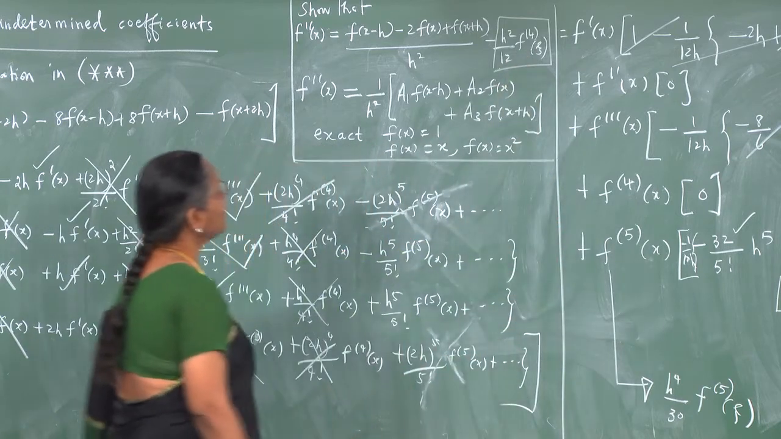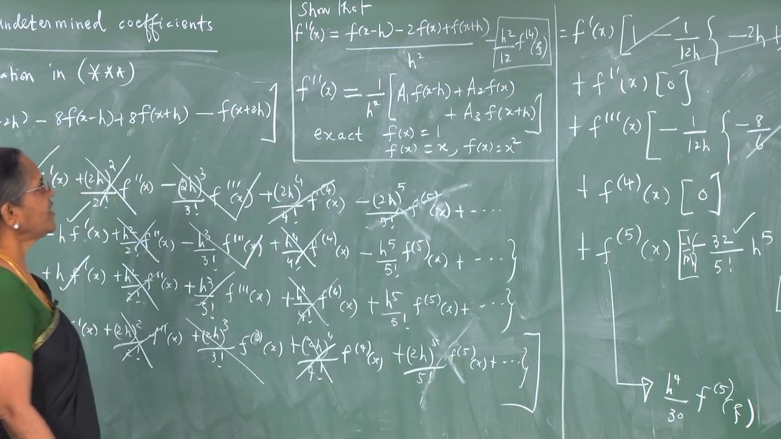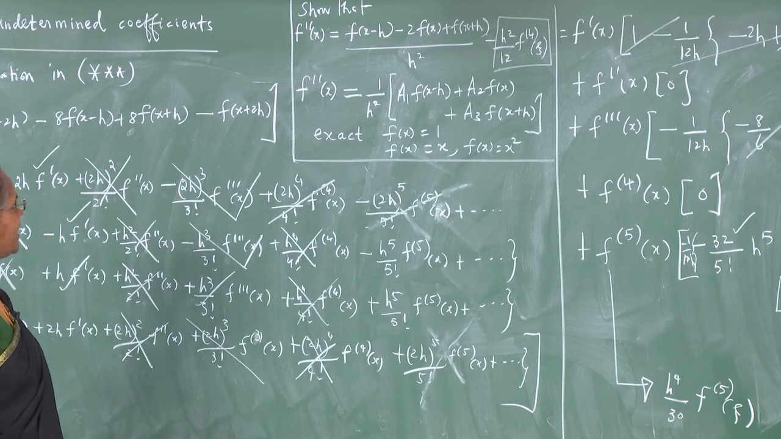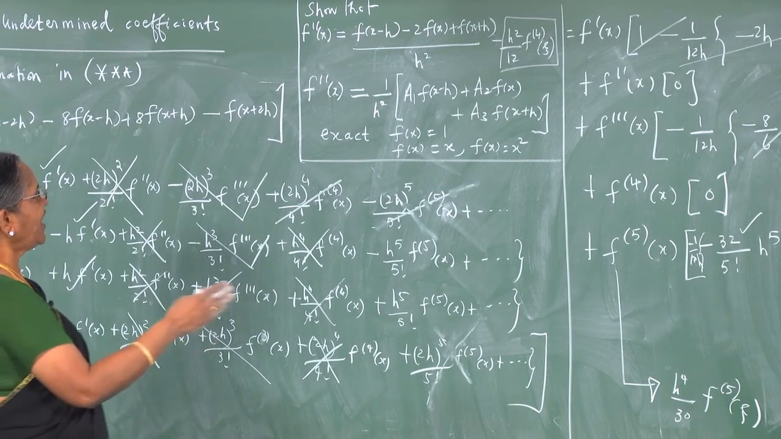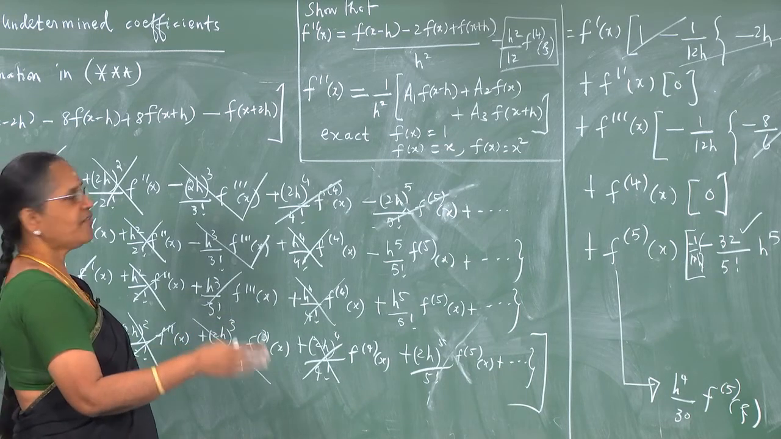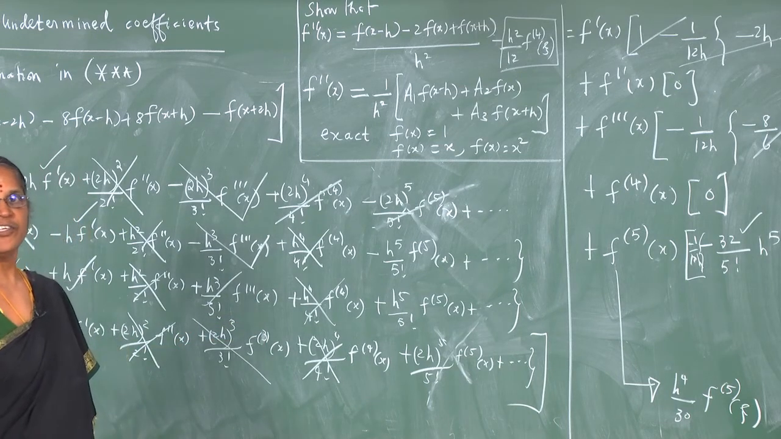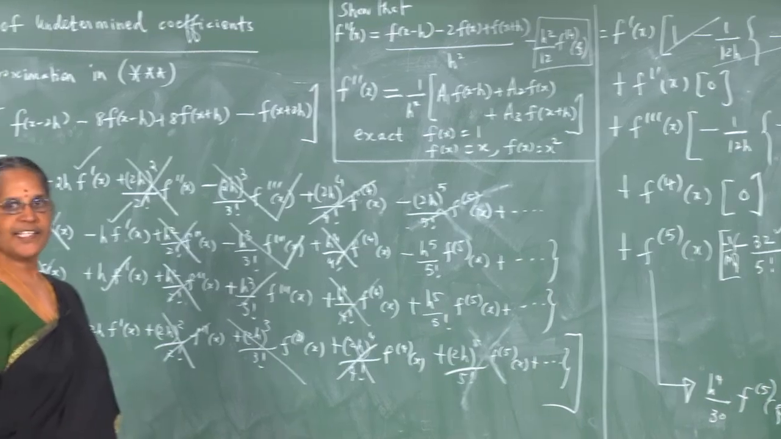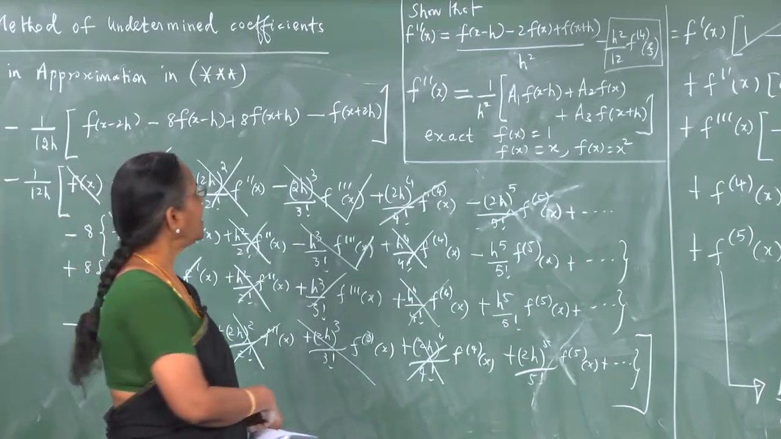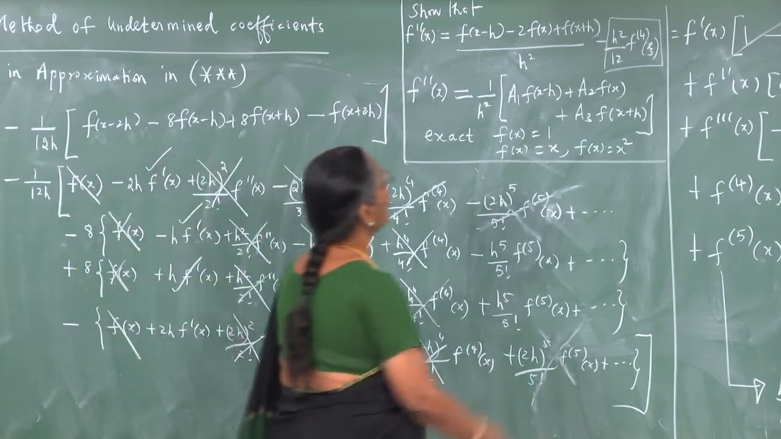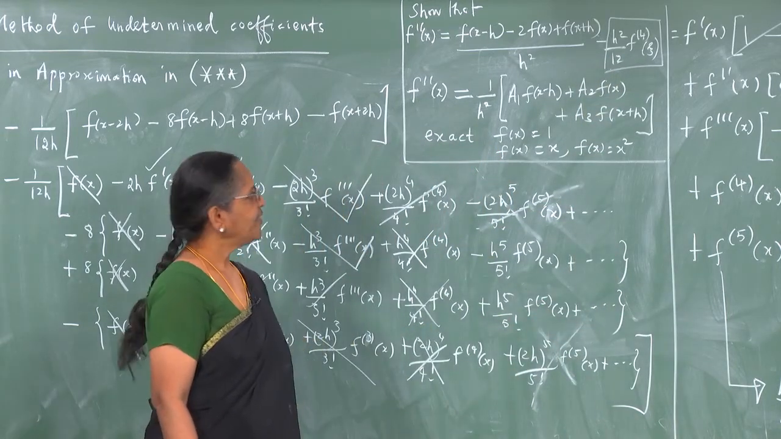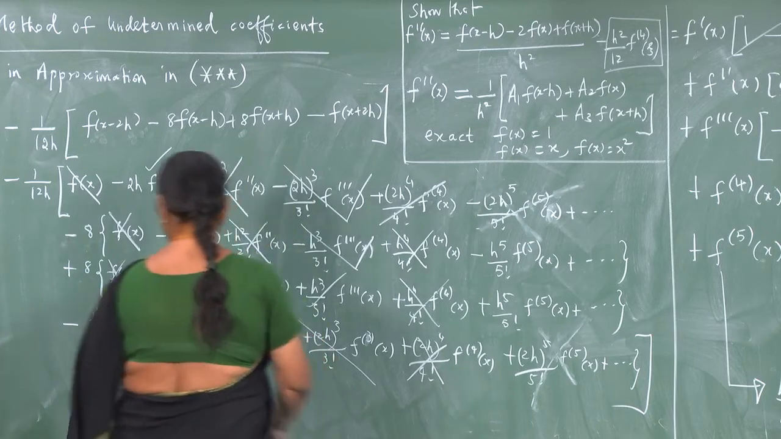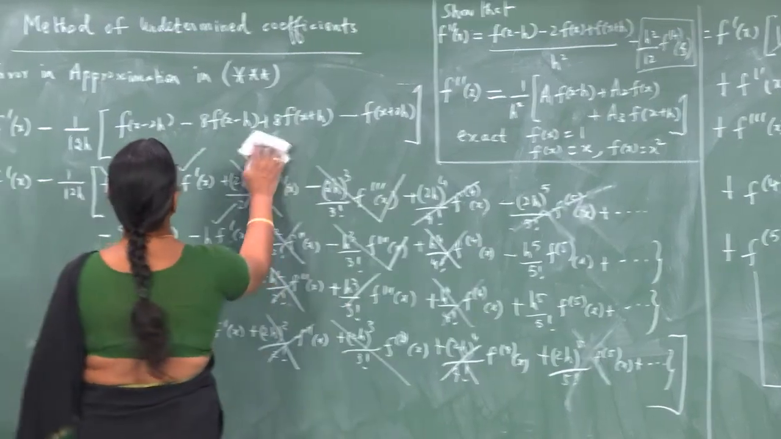So, the class of functions f such that the fourth derivative exists in the open interval x minus h to x plus h, and f prime, f double prime and f triple prime exist and are continuous in the closed interval x minus h to x plus h, and the error is of order h square. So, try to derive this method. I shall give you another example.